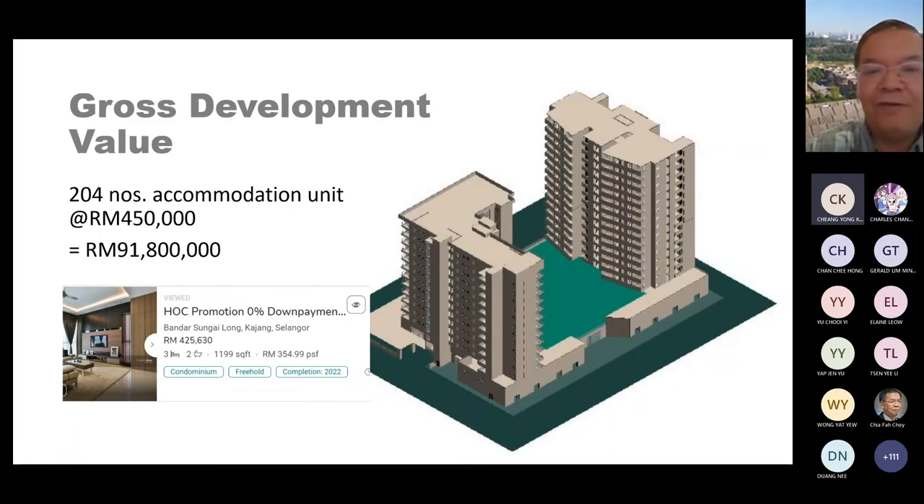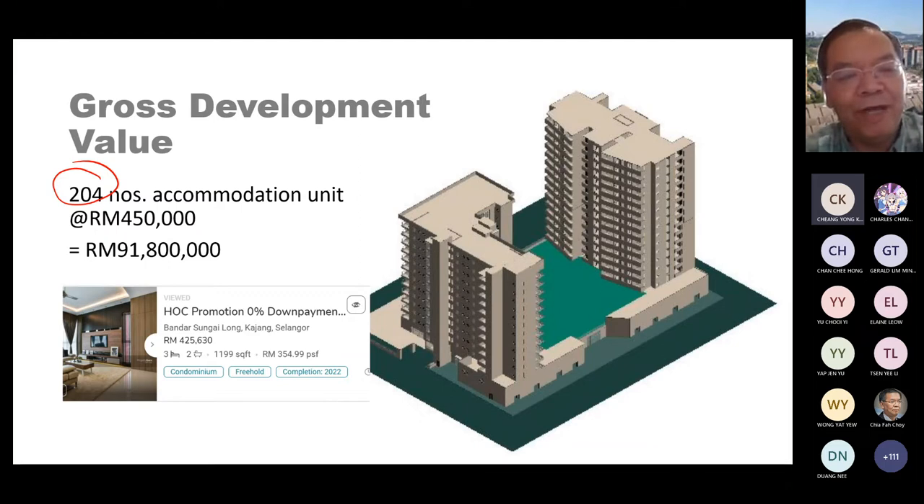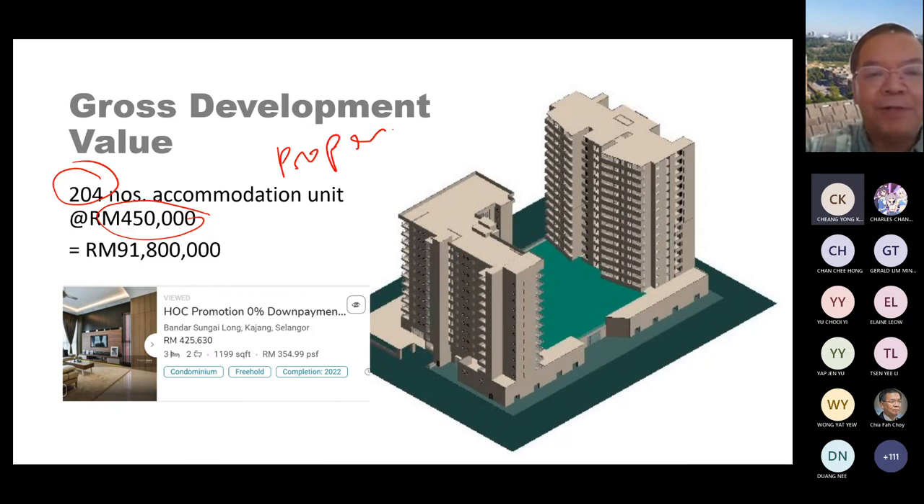So for example, for this gross development, let's say finally we find out we can build 204 units, and then we have to determine the sales price of each of these units. So how to determine the sales of this unit? You can go to the property website, like for example, Property Guru.